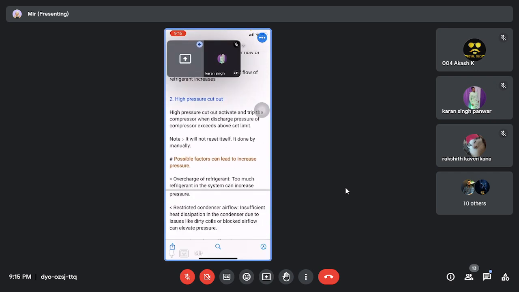Got it? The second point is if the condenser is dirty. If the condenser is dirty, it will not be able to release the heat to the atmosphere. Got it?